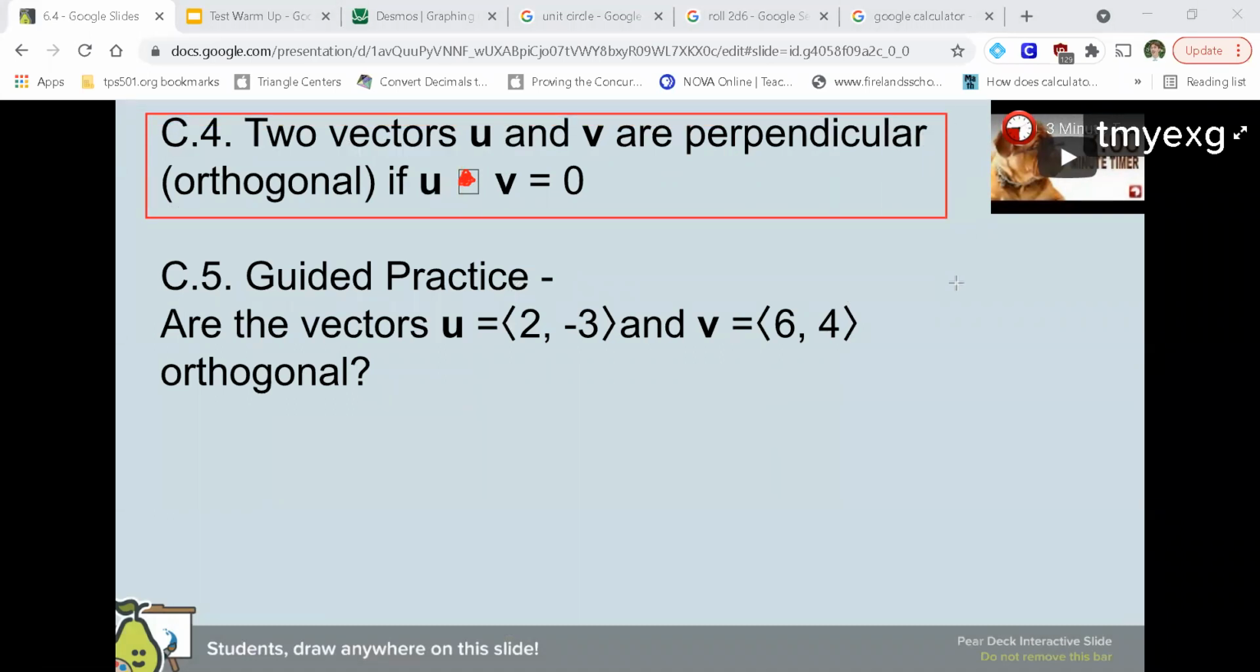Two vectors, u and v, are perpendicular, also known as orthogonal. If you have ever played a board game, they'll be like, you're only allowed to move orthogonally, right? Not diagonally. u and v are orthogonal if their dot product is 0.